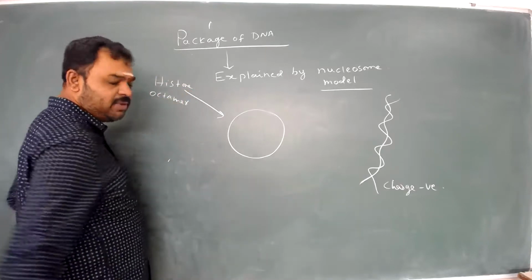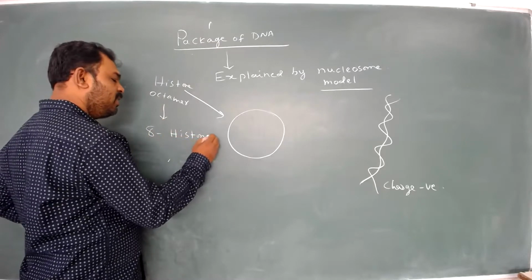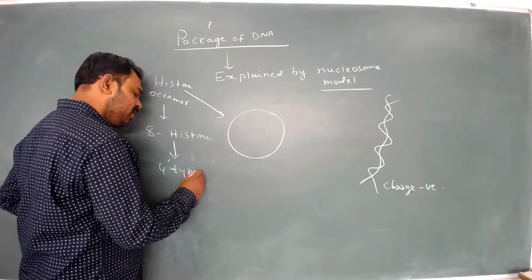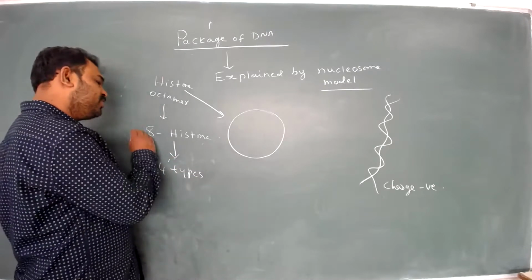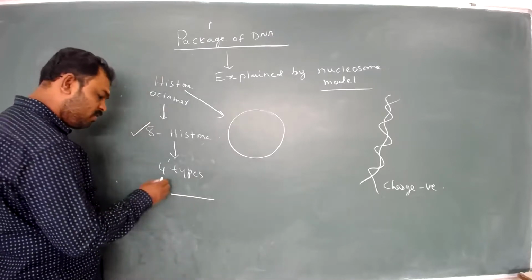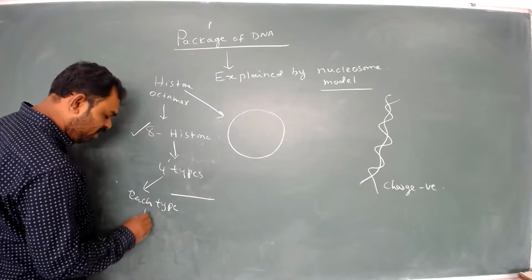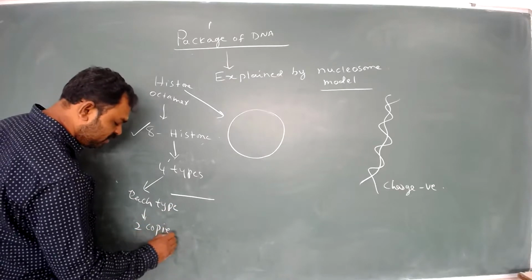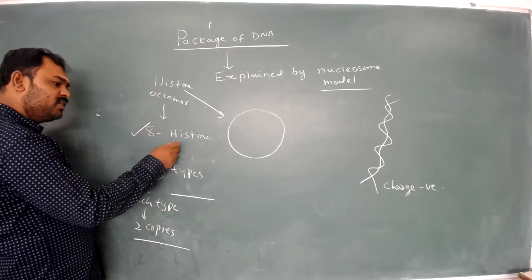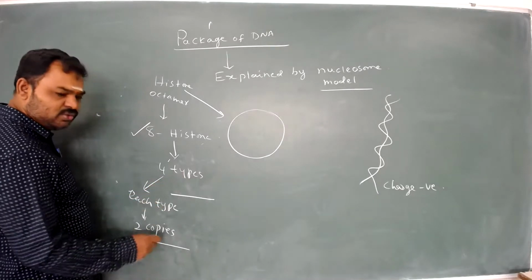In this histone octamer, how many histones will be there? Eight histones. But how many types? Four types. Total number of histones is 8, types are 4, meaning each type has 2 copies. The histone octamer consists of 8 histones, but these 8 histones belong to 4 types, and in each type there are 2 copies.